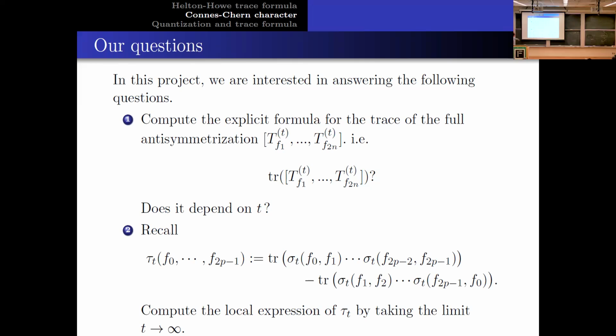So we know at the K-theory pairing level, they do not depend on T. Okay. So that's the question we would like to answer. So any questions about the, yeah, please. Yes.